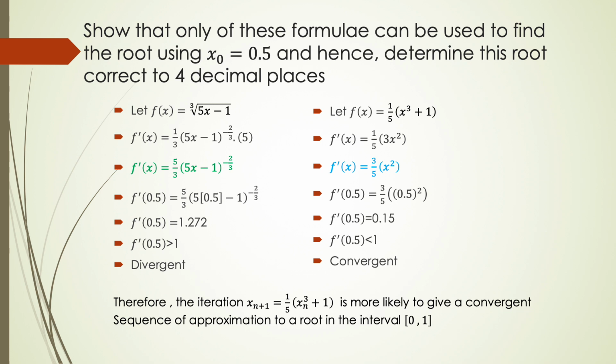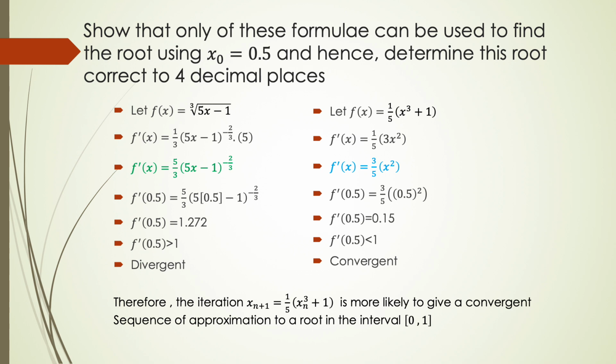How do we determine whether the iterative formula we got from the previous working solution is convergent or divergent? The condition that must be satisfied is that the modulus of the first derivative of the iterative formula must be less than 1. There are two iterative formulas we derived from the given equation. The first one is the cubic root of 5x minus 1. So we differentiate the function with respect to x.